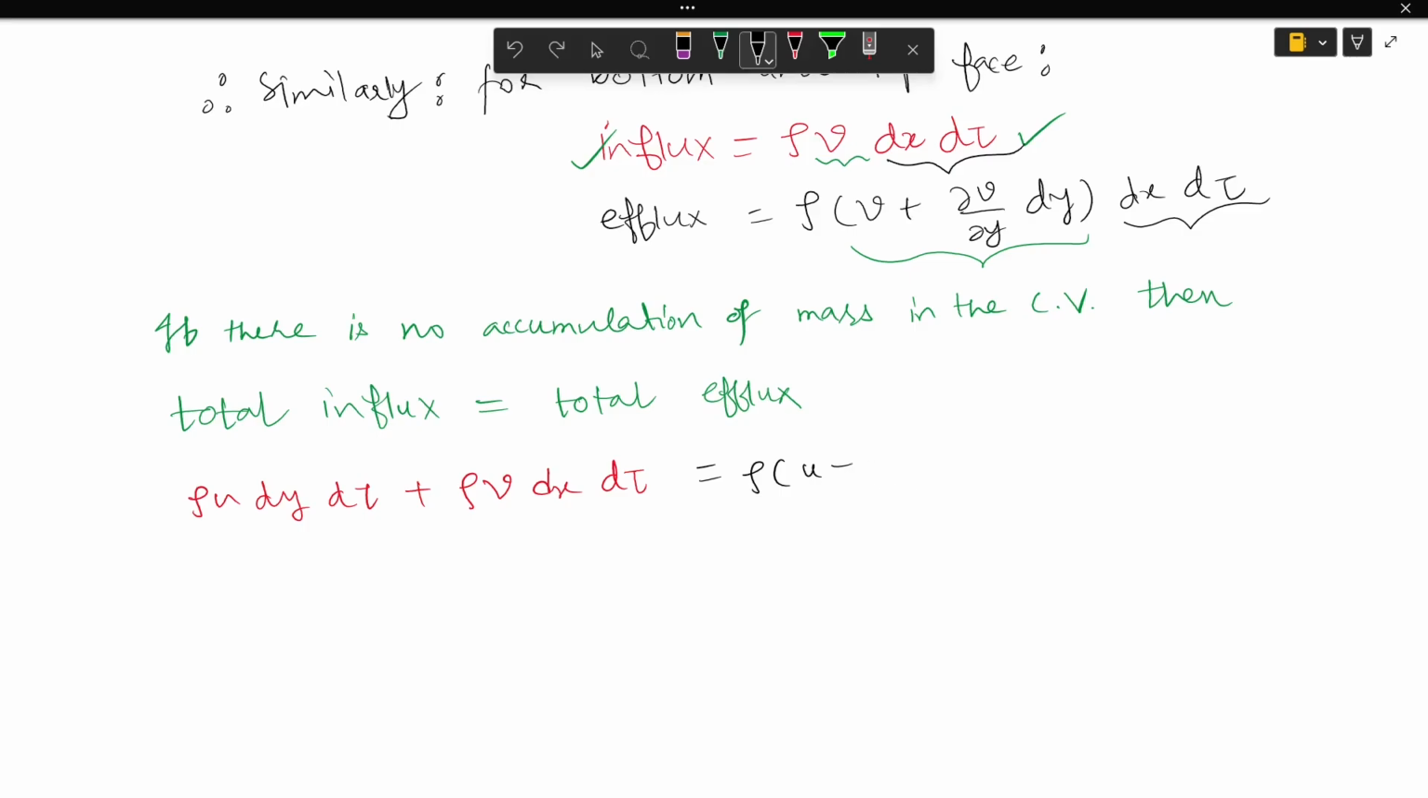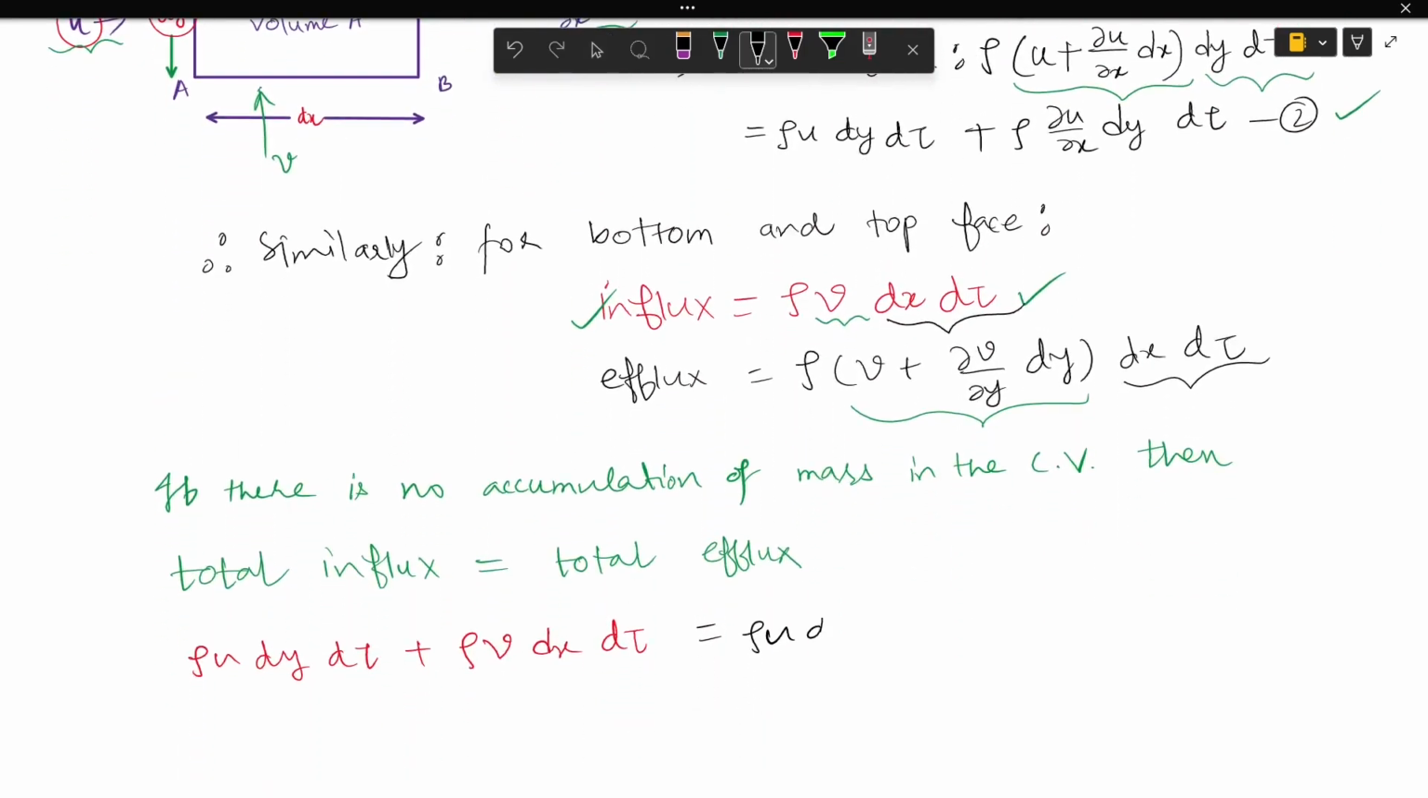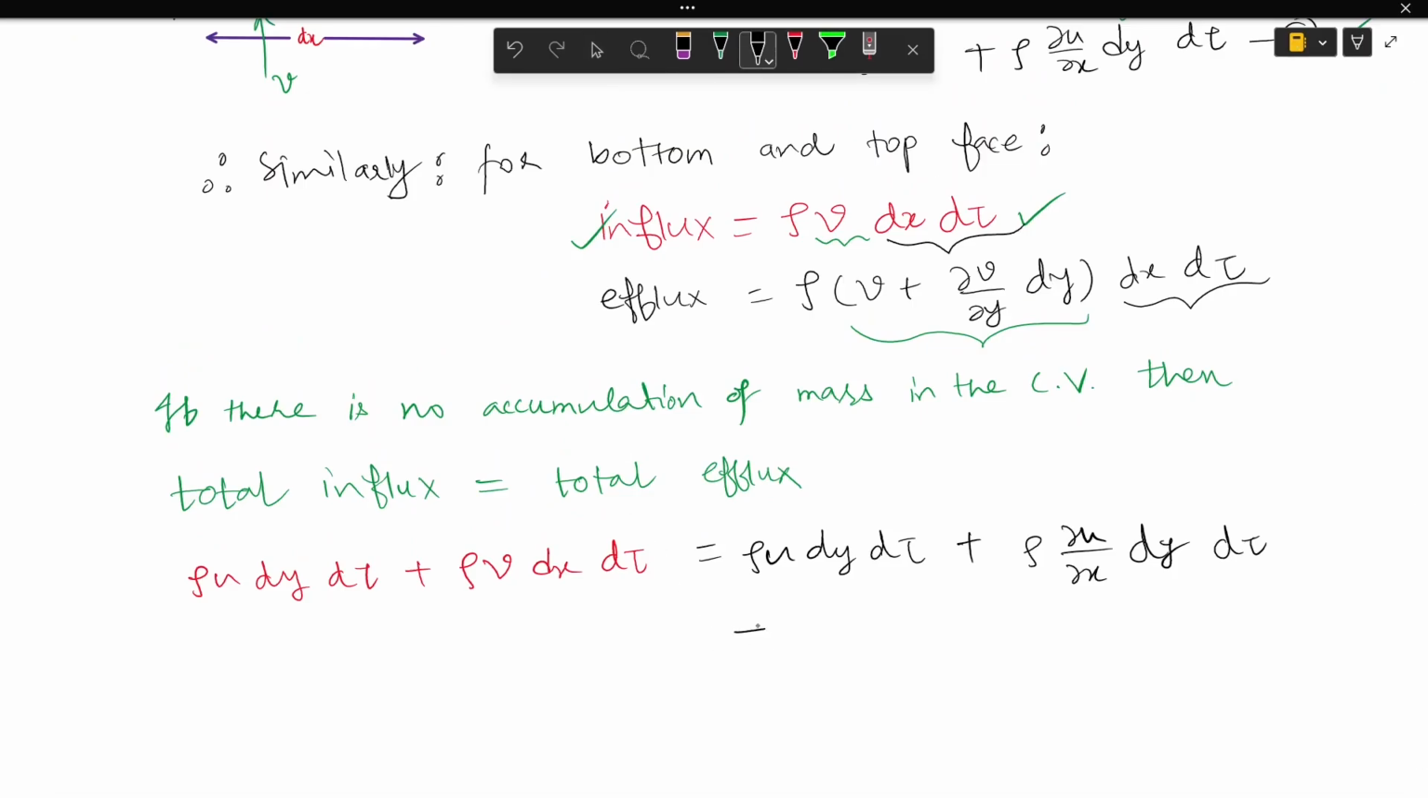Okay, let's just write the final output that I have got from here. Rho u dy d tau, plus rho partial u partial x dx dy d tau. Okay, and then we also need to add this term. So this term, if I open it and write it here, rho v dx d tau plus rho partial v partial y dy dx d tau.